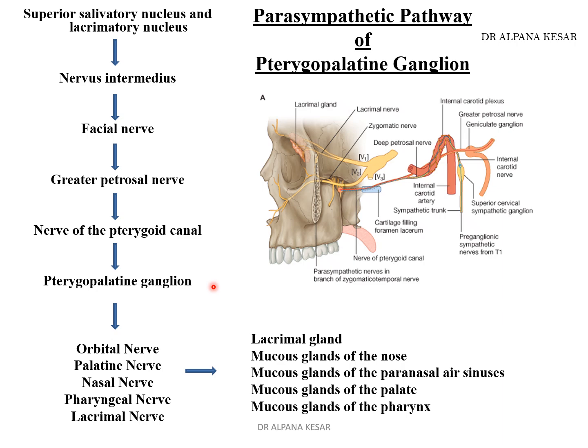The postganglionic fibers arising from pterygopalatine ganglion are distributed through 5 branches of maxillary nerve, and they are orbital nerve, palatine nerve, nasal nerve, pharyngeal nerve, and lacrimal nerve. And the postganglionic fibers are secretomotor to lacrimal gland, mucus glands of nose and paranasal air sinus, mucus glands of palate, and pharynx.